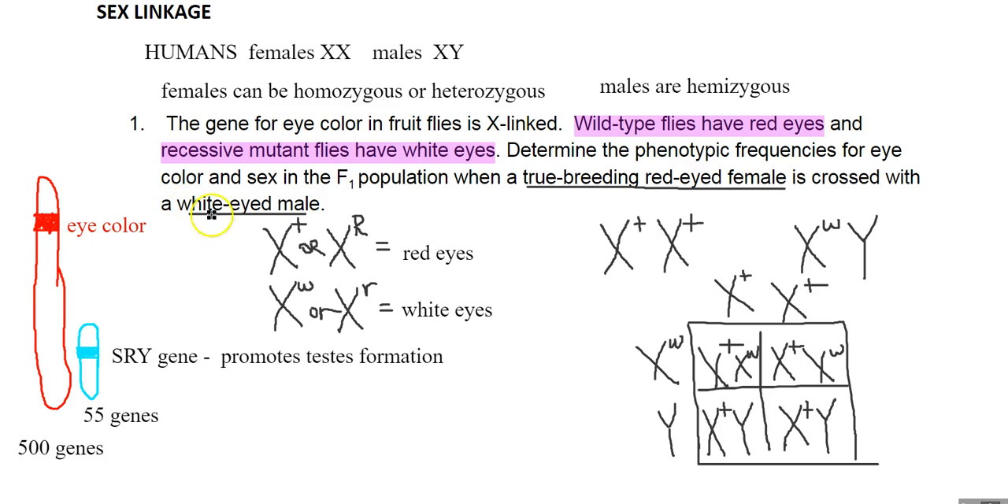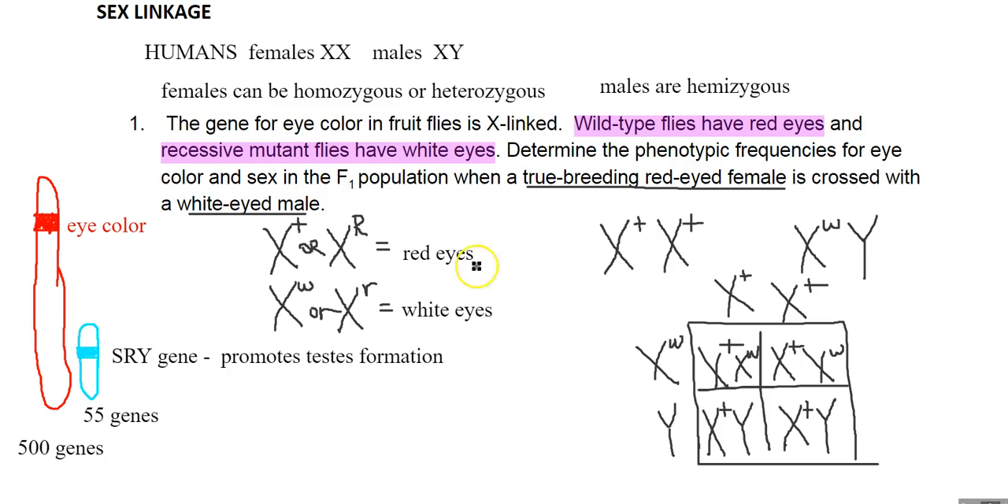When we denote the genotype for the female, notice here that this is the female and I've designated her genotype to be X plus X plus, and those pluses are superscripts. That is one way that we denote wild type, and that will always be the wild type genotype, and that's going to show the dominant trait.